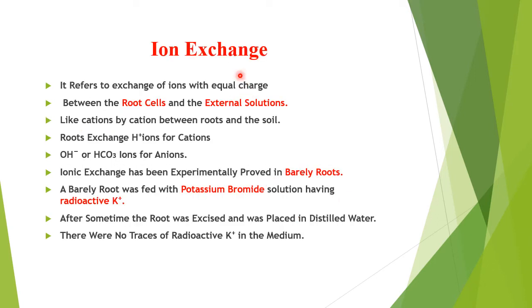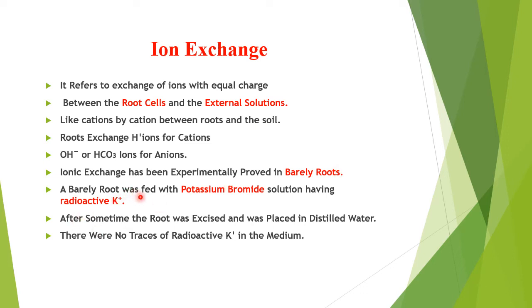There's an ion exchange taking place. It refers to exchange of ions with equal charge between the root cells and the external solution. So there can be an exchange of cation by cation between roots and the soil. Roots exchange protons for cations and anions for anions. Ionic exchange has been experimentally proved in barley roots.